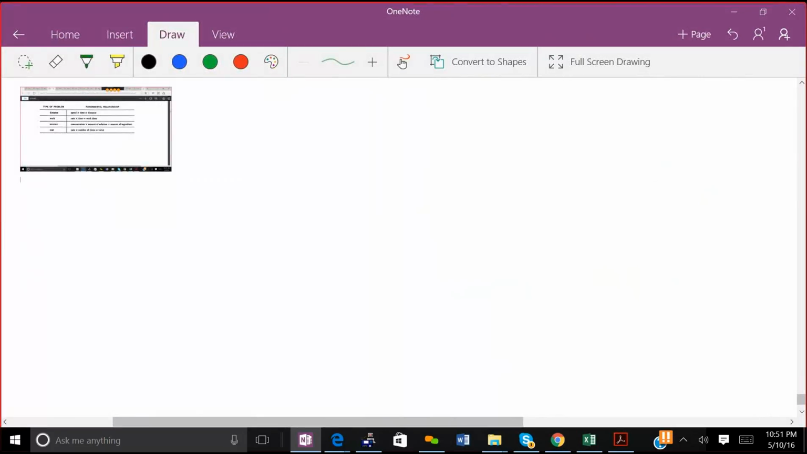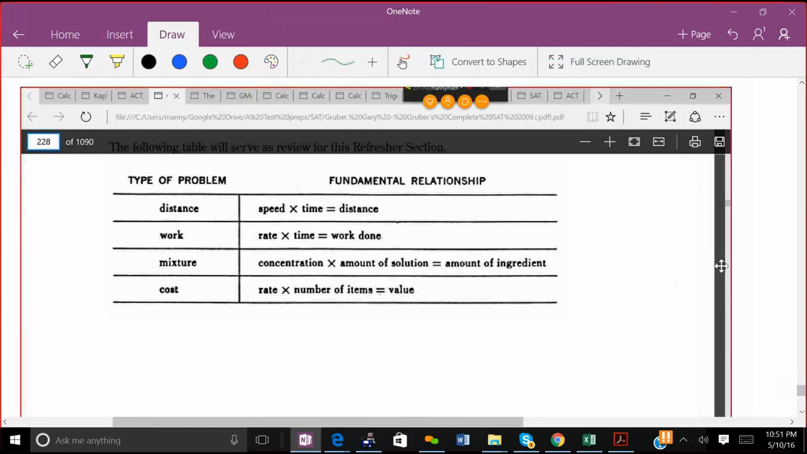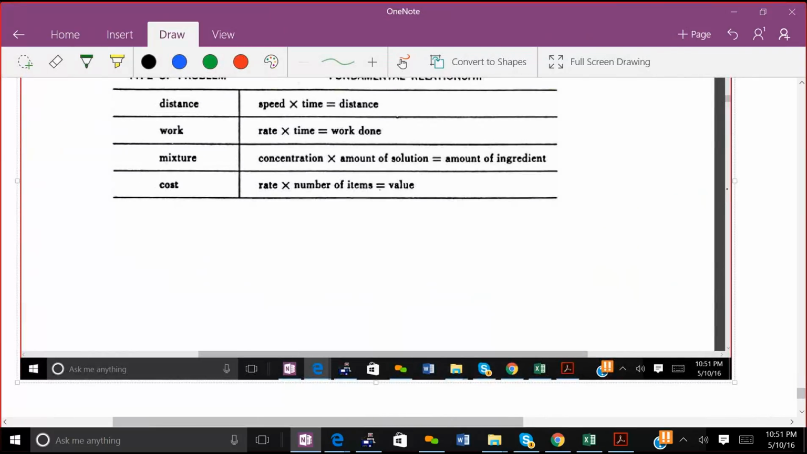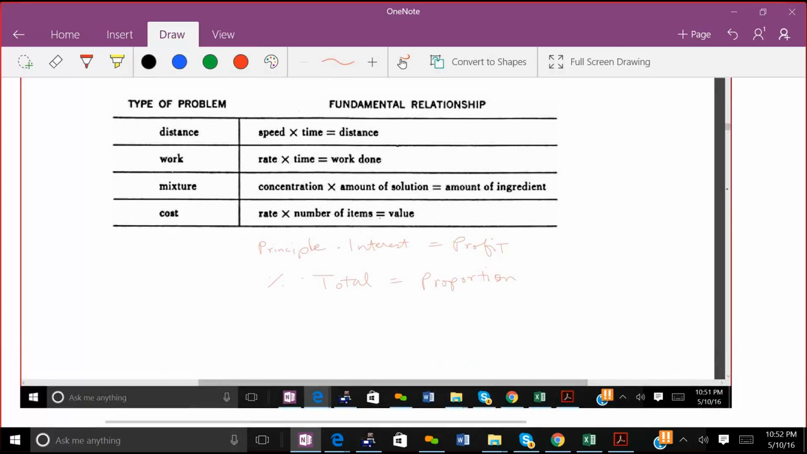So I'd like you to take a picture of this, but before that, let me just write a few more formulas. You need to see that principal times interest equals profit. Okay? And percentage times total equals proportion. Go ahead and take a picture of this on your phone. It's good formulas to know.